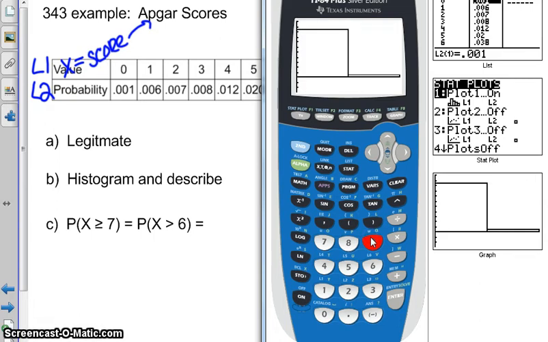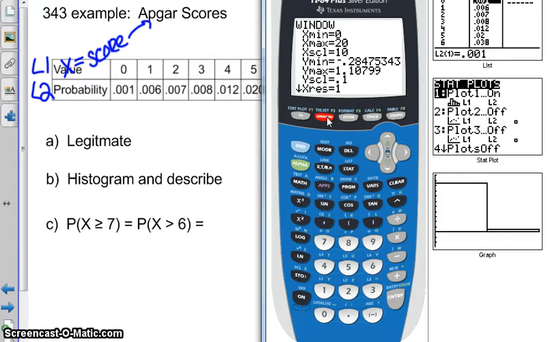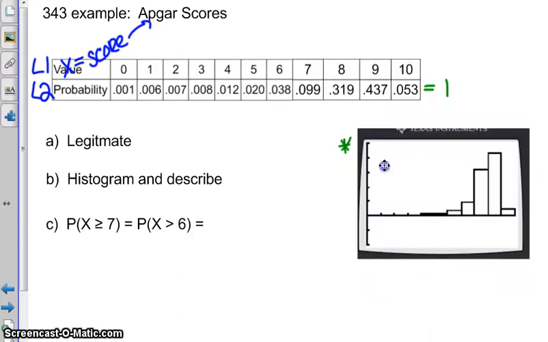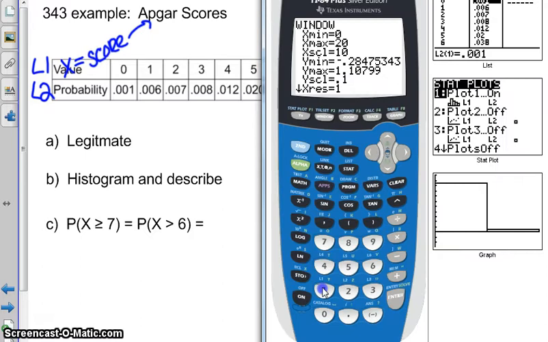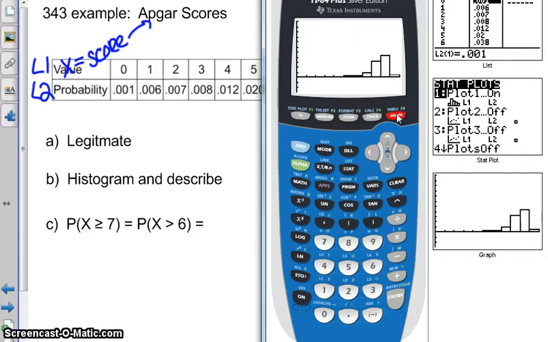When we deal with this in terms of our discrete random variables, you have to set up your window. Start with your lowest. My highest possible score was 10. I'm always going to go one farther, because remember, when I build up that bar that starts at 10, it goes up to but doesn't include 11. And I'm going to go by ones, which gives me a little better look.